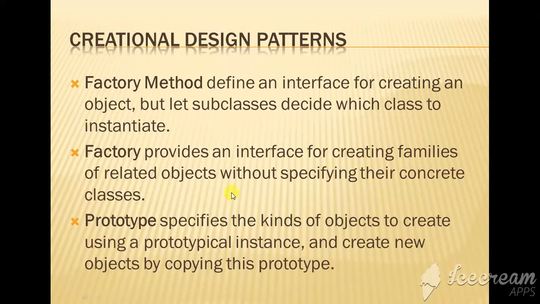These are the factory methods. Define an interface for creating an object, but let subclasses decide which class to instantiate. The factory provides an interface for creating families of related objects without specifying their concrete classes. Prototype specifies the kinds of objects to create using the prototypical instances and creates new objects by copying this prototype. So these are the creational design patterns: factory method, factory, and prototype.